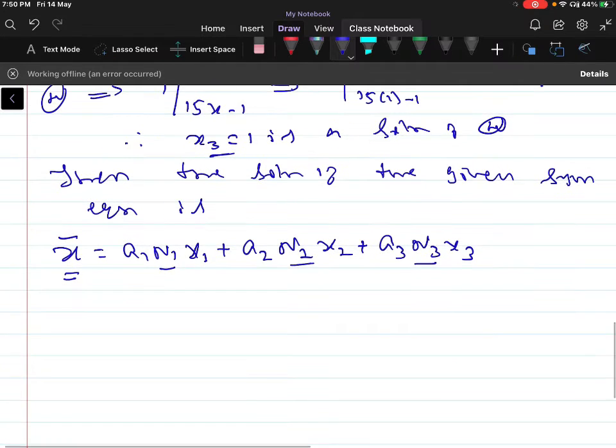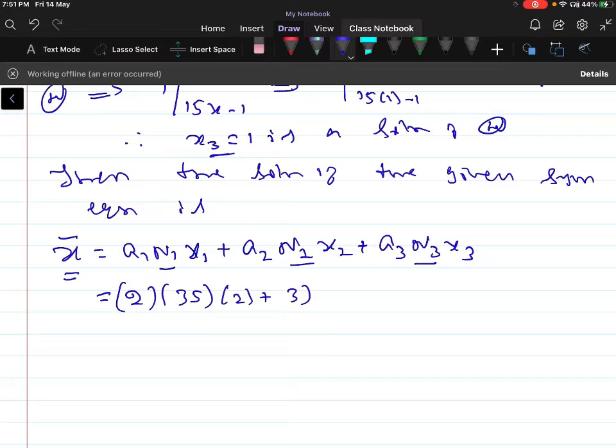So therefore x bar can be written as, where a1 is 2 into n1 is 35 into x1 is 2, plus where a2 is equal to 3, n2 is 21, x2 is 1, plus where a3 is 2, n3 is 15 and x3 is 1. So adding all the numbers we get 233.